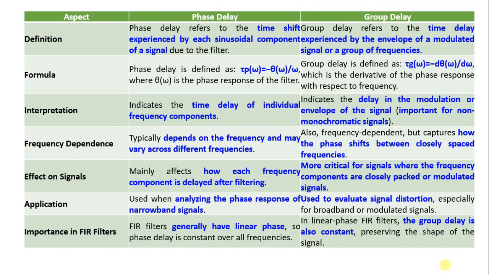Now, these are some of the differences between the phase delay and the group delay. Phase delay is nothing but the time shift experienced by each sinusoidal component of a signal. On the other hand, group delay is basically the time delay experienced by the envelope of a modulated signal or a group of frequencies. That's why the name group comes into the picture, and the other parameters have been discussed, so you can just go through that.